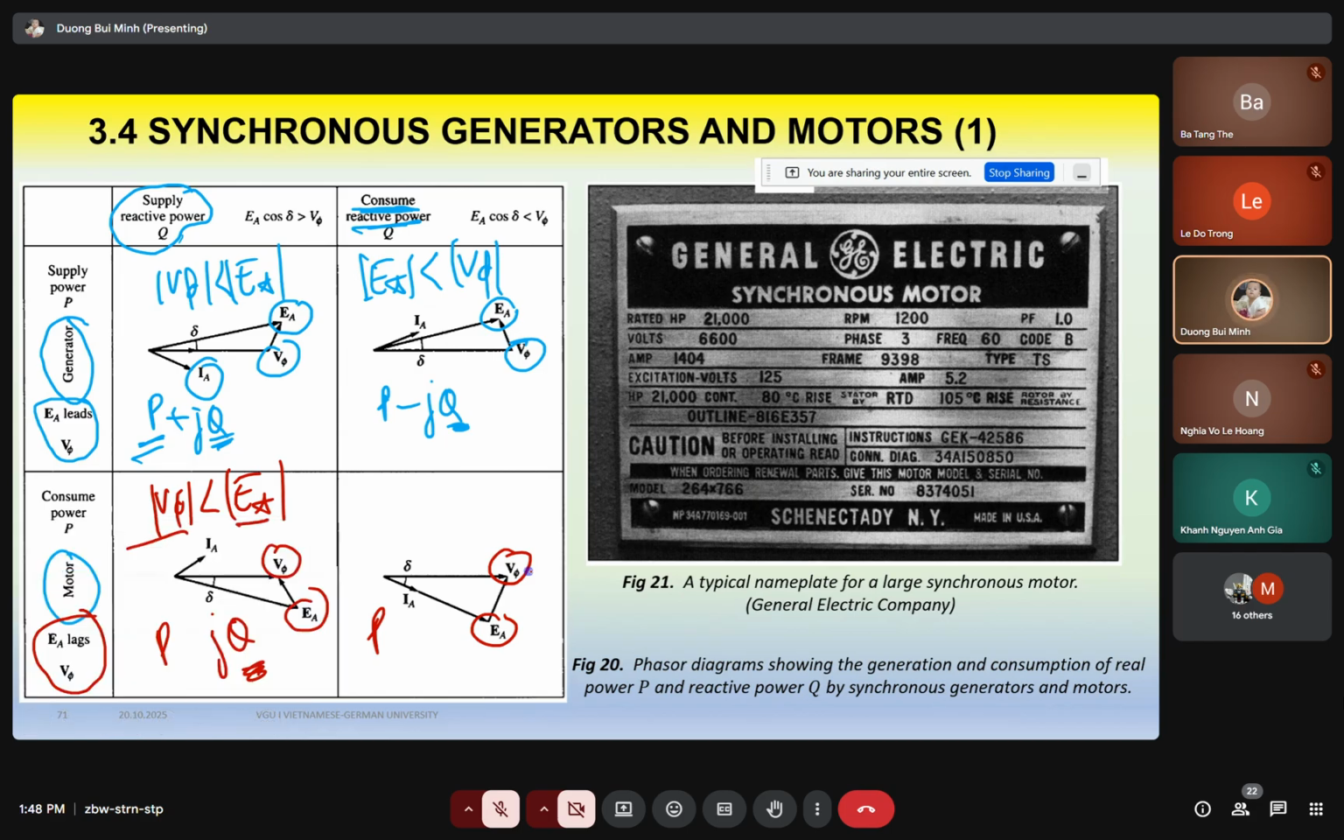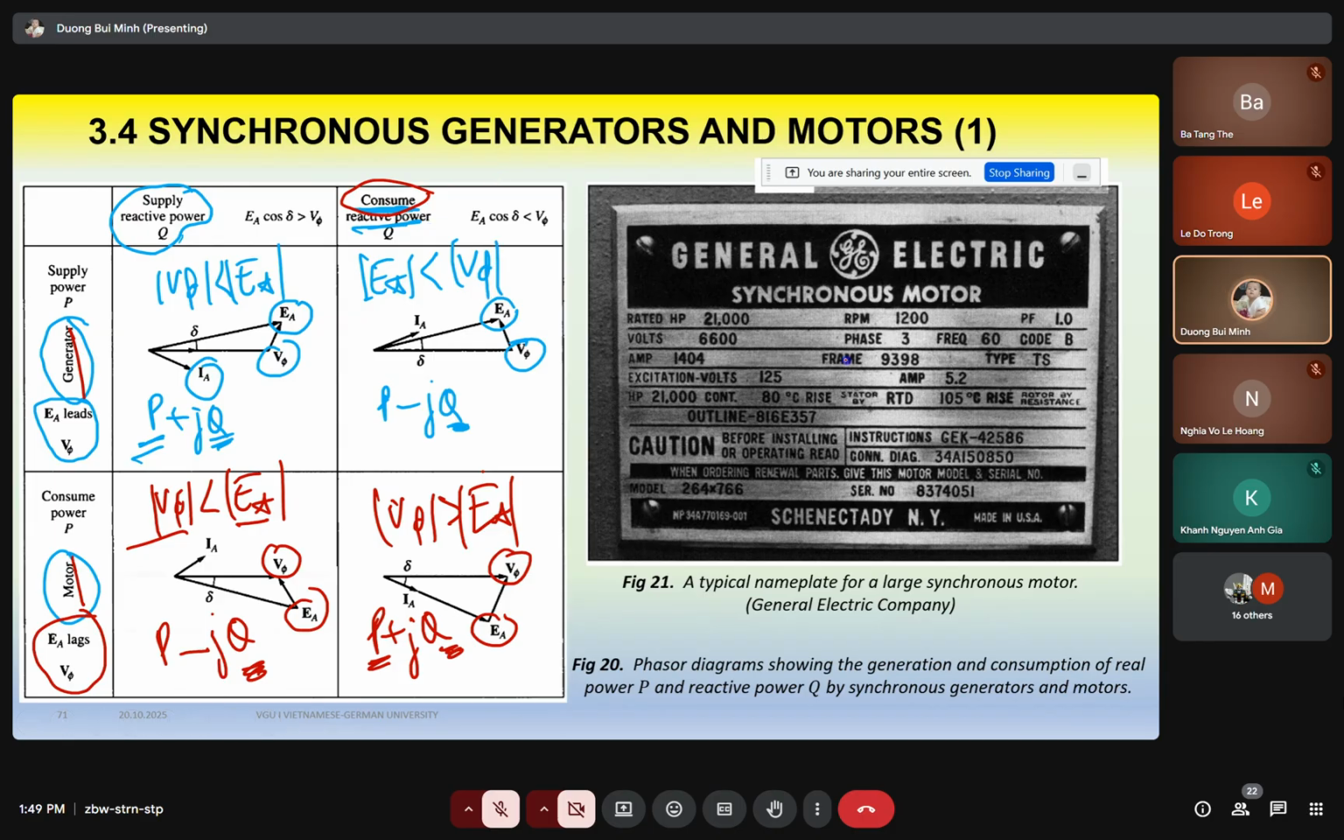They supply. And here, V phase is higher than EA, so the reactive power will flow from V phase to EA. That means they consume Q. Now we have the comparison between generators and motors for supplying reactive power or consuming reactive power.